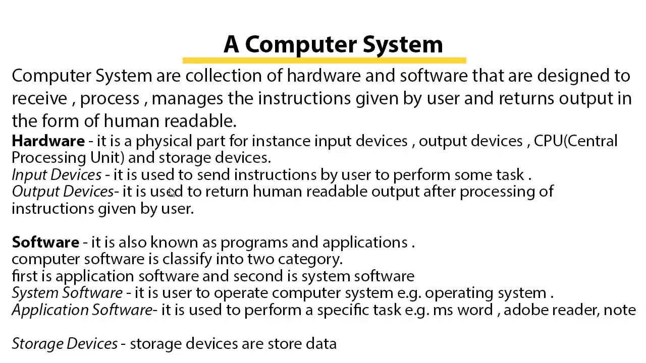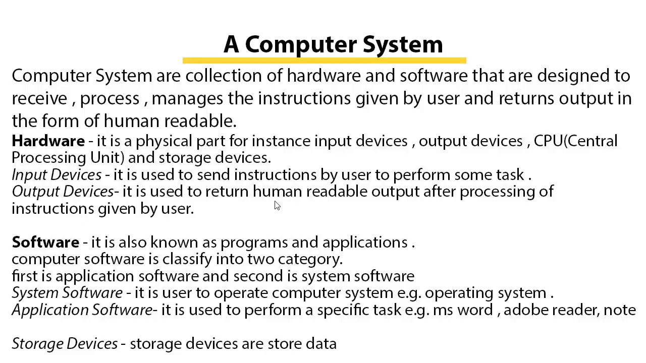It is used to return human readable output after processing of instruction given by the user. So output devices are basically human readable output. After the instruction that has been given by the user gets processed, the computer gives you the output so that the human or the user can read it.